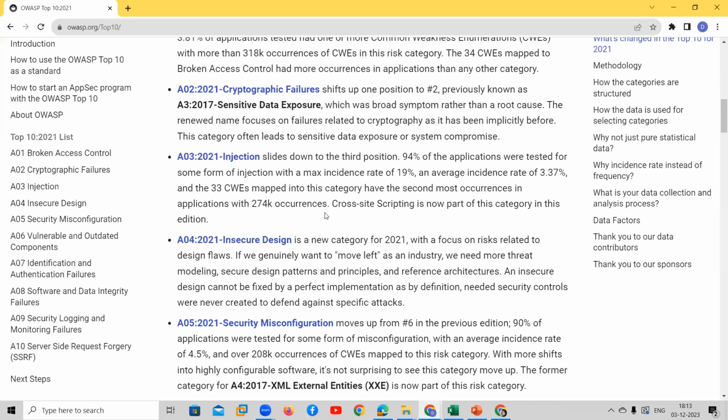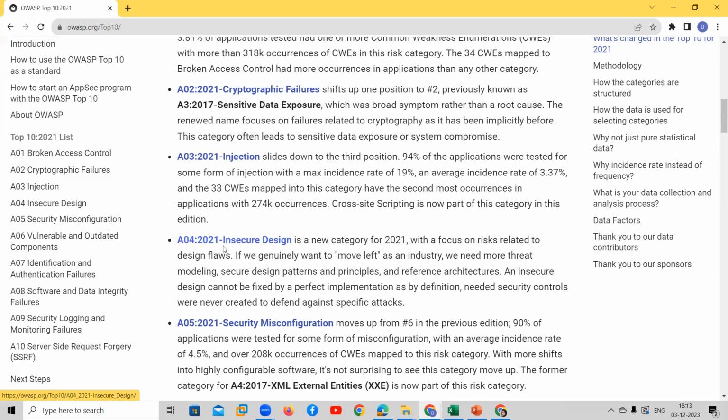So what is code injection? It basically occurs when invalid data is sent by an attacker into a web application in order to make the application do something it was not designed to do. That is an example of injection.